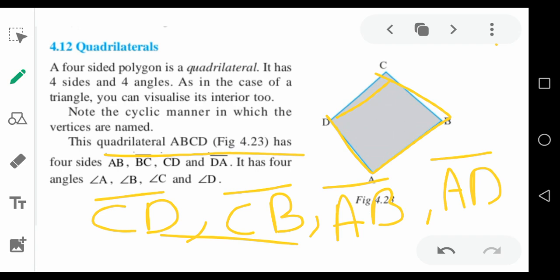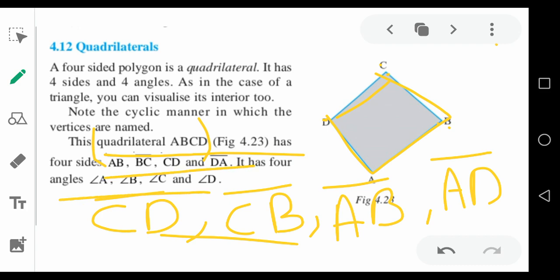Now how will we name it? Same way. How did we name triangle? We first name these points. That is, these meeting points. That is, these points. C, D, A, B, first we will name it, and then we will call it quadrilateral. We have to name like this. We have to write it quadrilateral ABCD. So four sides are here, four angles are there.